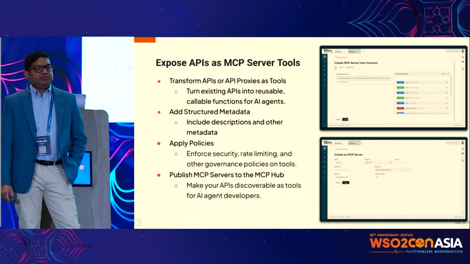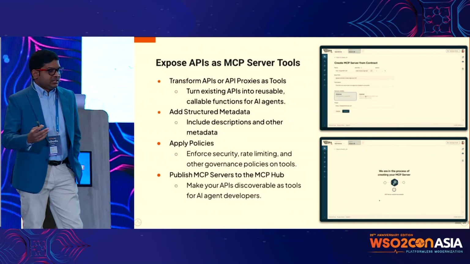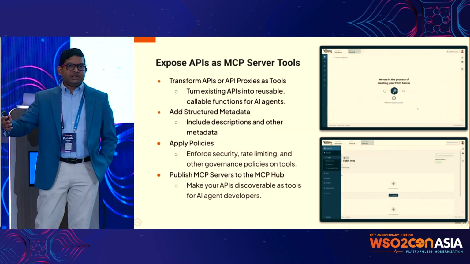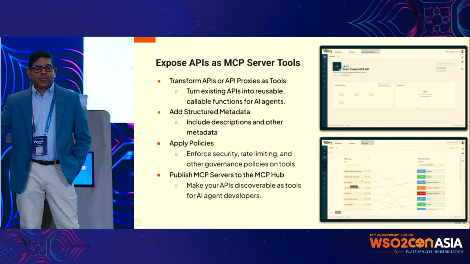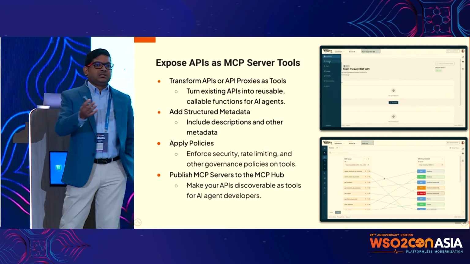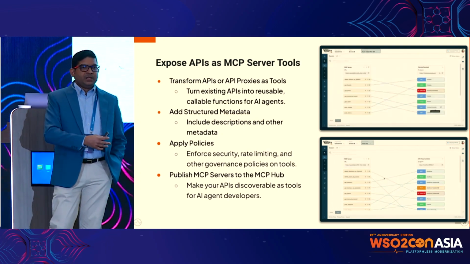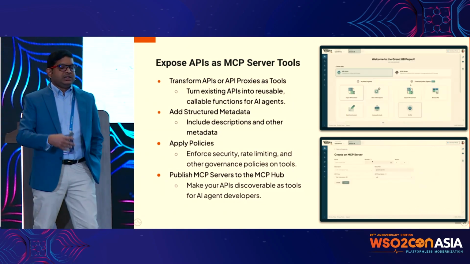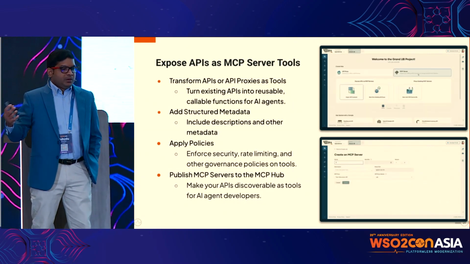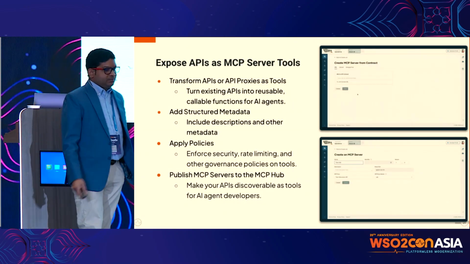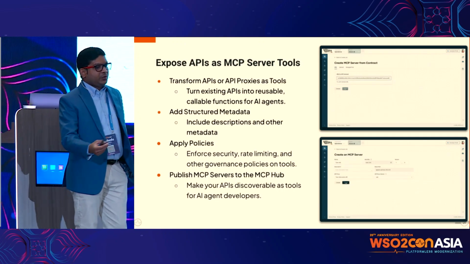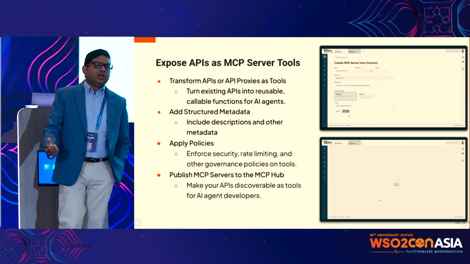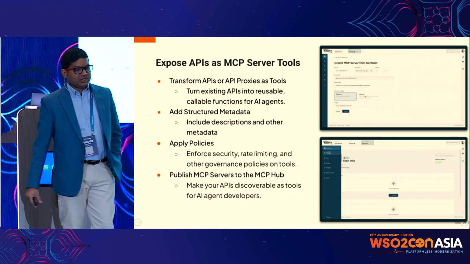So there are three main use cases. Basically, the first one is, let's say you have a REST service, a REST backend service. Now you want to expose this as an MCP server so that you can use these in an AI agent integration. So the first scenario is where you can provide the OpenAPI definition and convert your API into an MCP server.